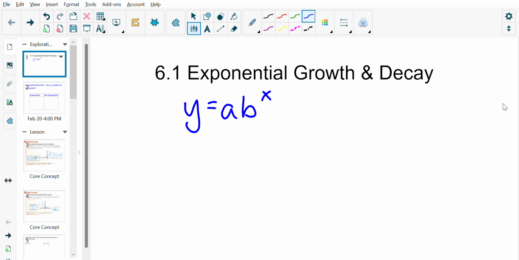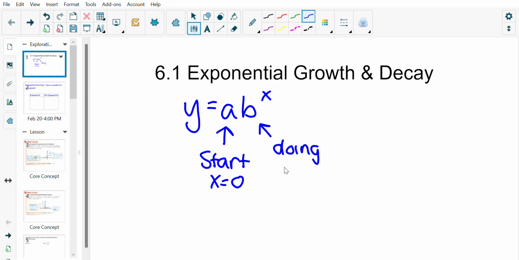Okay, in this video we're going to take a look at exponential growth and decay. So as a reminder, here is our equation. A, remember, is where it starts, which is when x is 0. And B is what we are doing to our equation. So it's that ratio. So if we're multiplying it by something, multiplying or dividing.